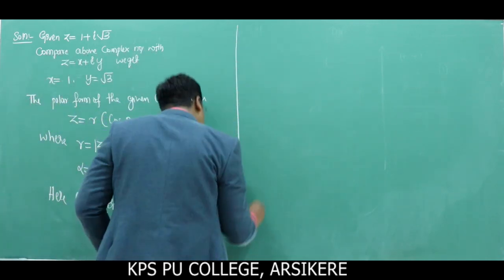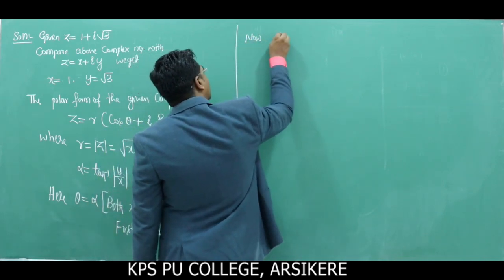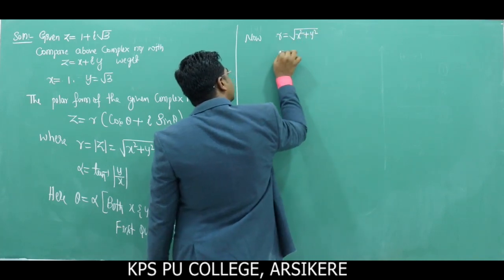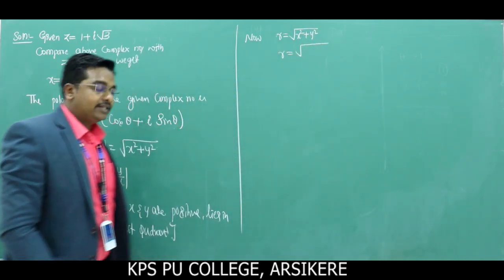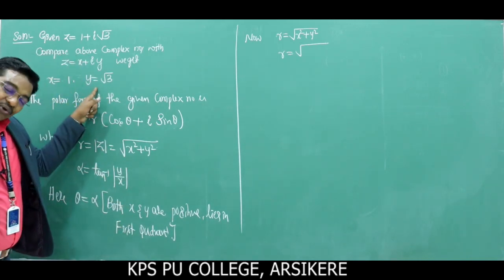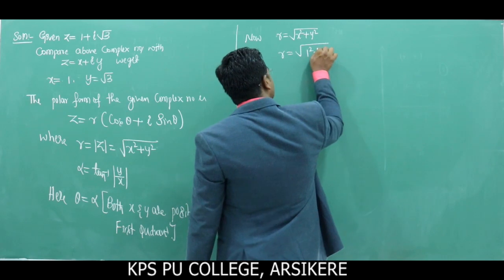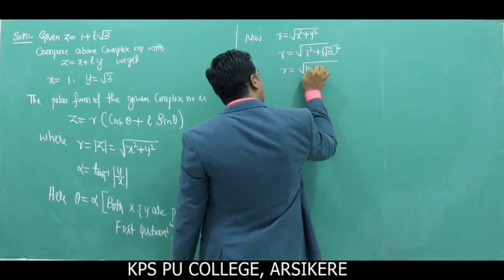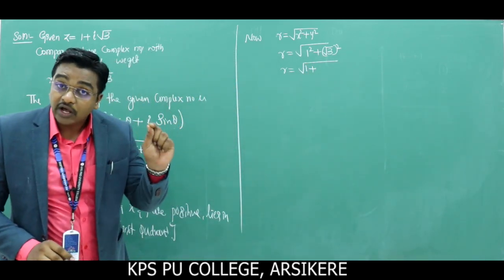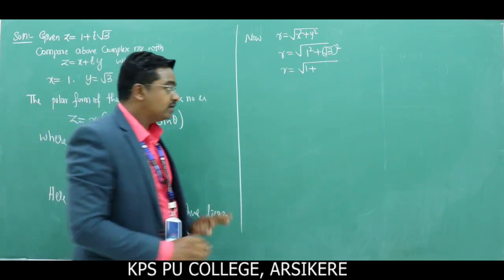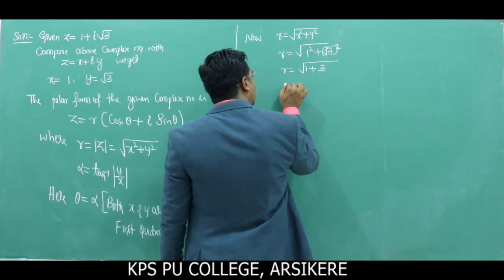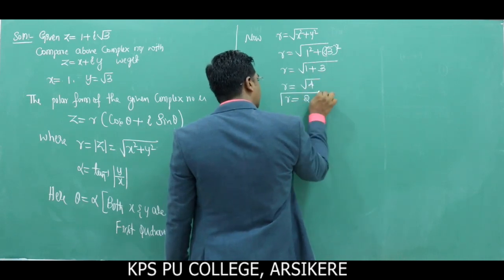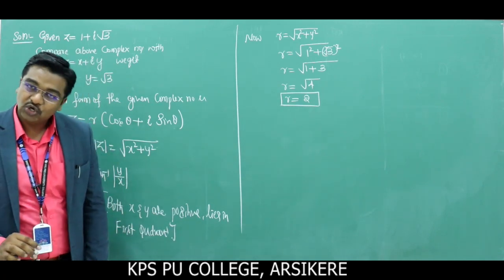Now r is equal to the square root of x square plus y square. Substitute: what are the values? x is 1, y is root 3. r is equal to square root of 1 square plus root 3 whole square. The square root and square get cancelled, we are left with 3, therefore r is equal to square root of 4. This is nothing but r is equal to 2.